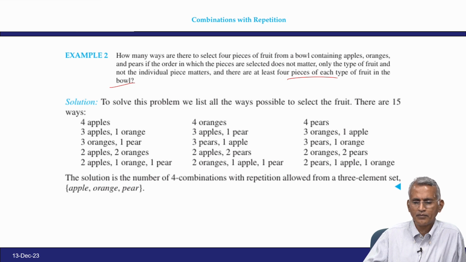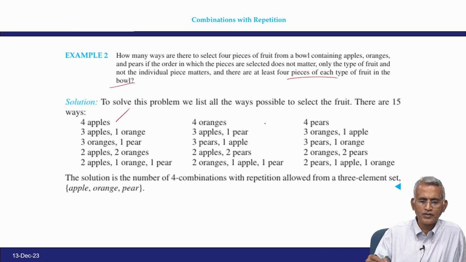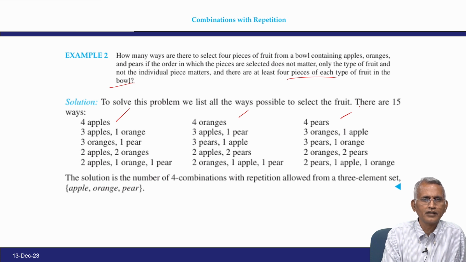We list all the possible ways to select the fruit. There are 15 ways: 4 apples, 4 oranges, 4 pears; then 3 apples and 1 orange; 3 apples and 1 pear; 3 oranges and 1 apple; and 3 oranges and 1 pear. Corresponding to apples, further we can do 2 apples and 2 oranges, and then another possible combination is 2 apples, 1 orange and 1 pear.